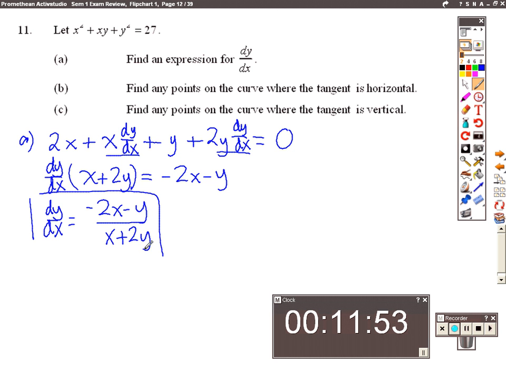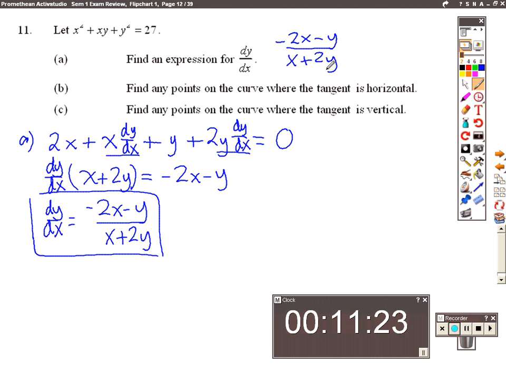Now, if this were a multiple choice question, it's possible that they would multiply every term by a negative, and you would end up with positive 2x plus y, and then in the denominator negative 2y minus x. But that's not really a big deal. So I'm going to put my answer up here just in case I'm going to need it for the next part of the problem. Negative 2x minus y over x plus 2y.